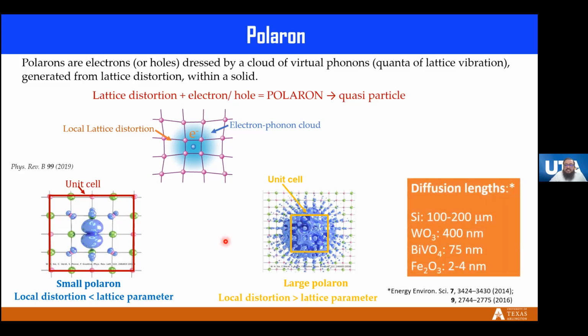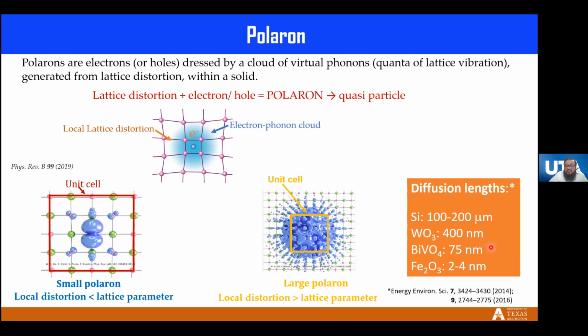Just to give an idea of why we are relating this to transport properties. If we consider diffusion length, silicon has a diffusion length on the order of 100 micrometers. Tungsten oxide, which is not a strongly correlated 3D oxide, it's a 5D oxide, still has a large electron diffusion length, 400 nanometers.